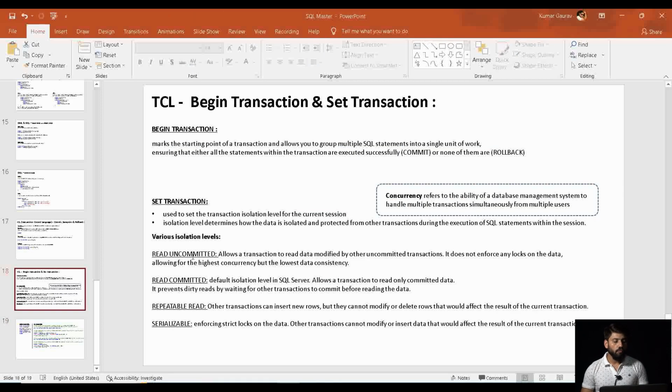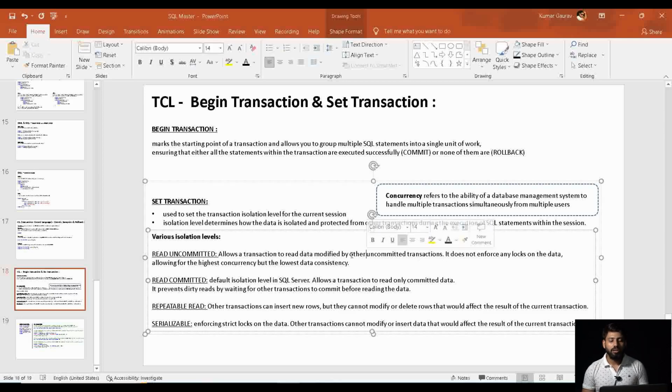So what read uncommitted does is it allows a transaction to read data modified by other uncommitted transactions. When we talk about other uncommitted transactions, it means that if other users are using that particular data, you will be allowed to read the data modified by them. It doesn't enforce locking of the data. That means there is no locking concept of data. I have already explained locking in my previous video. You can check out that video, where I have explained very clearly what locking is and how locking is performed in SQL.